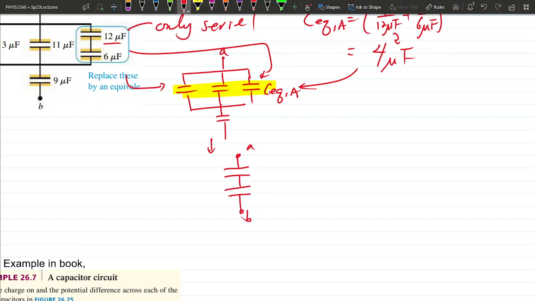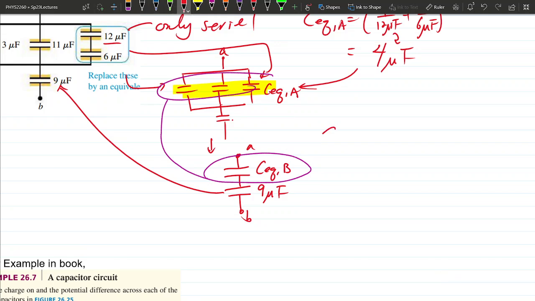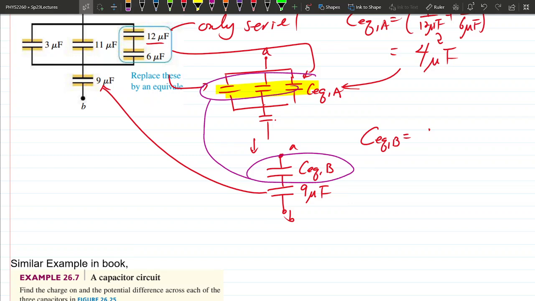A, B. Okay, so I'm going to call this C equivalent B. This one down here is still 9 microfarad. That one corresponds to here. This one corresponds to all three of these. Well, these are in parallel to each other, and I know how to add capacitors in parallel. C equivalent B is just going to be C1. C1 is 3 microfarad, C2 is 11 microfarad.